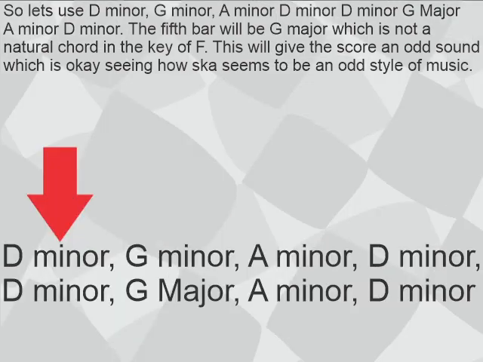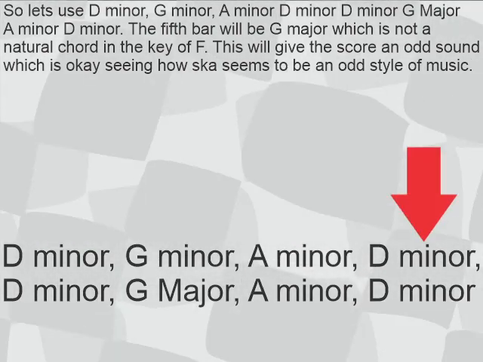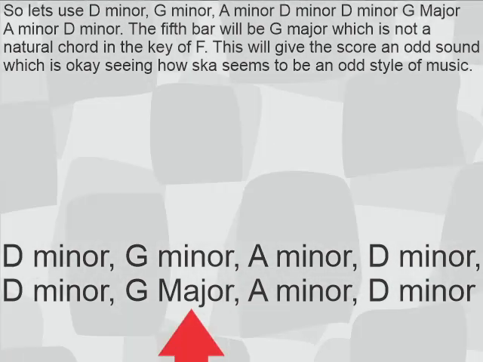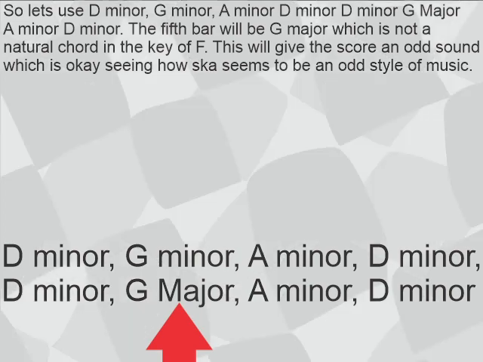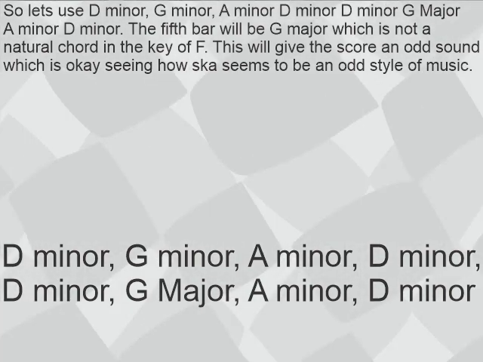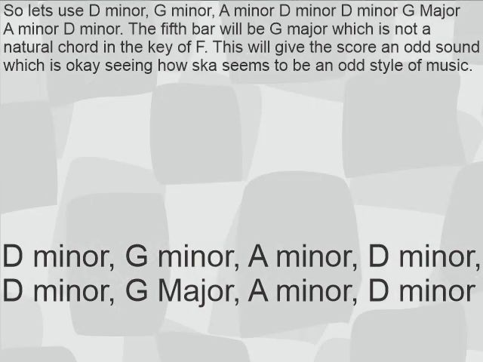So let's use D minor, G minor, A minor, D minor, D minor, G major, A minor, D minor. The 5th bar will be G major, which is not a natural chord in the key of F. This will give the score an odd sound, which is okay seeing how ska seems to be an odd style of music.